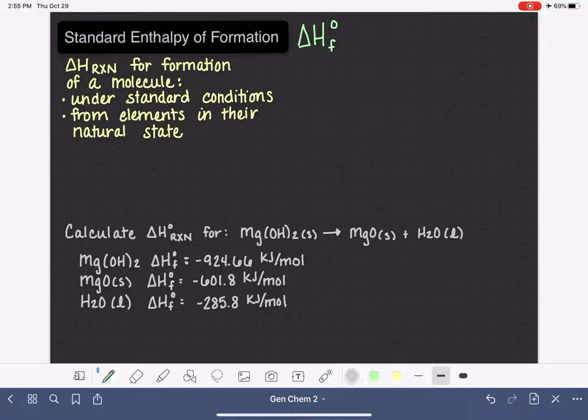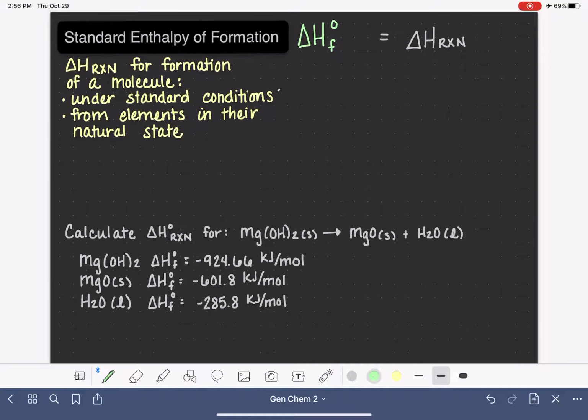And the standard enthalpy of formation is just a special version of an enthalpy of reaction, which you're familiar with. The enthalpy of a chemical reaction is just describing the heat that is exchanged in a chemical reaction. If the reaction is special, we can give it this special designation, delta H of formation. In order for us to call the delta H of a reaction delta H of formation standard, the reaction has to meet two conditions. Number one, the reaction has to be held under what we call standard conditions.